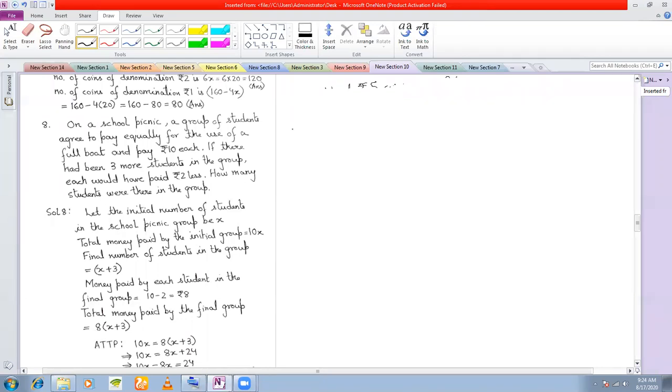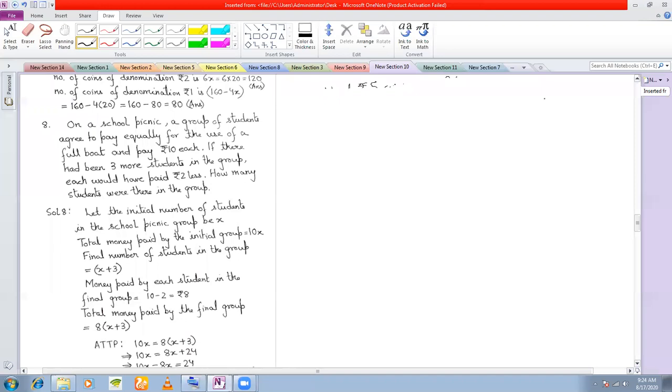Now see, suppose you are going for a school picnic, and suppose the entire cost of the picnic comes out to be 10,000 rupees, and there are 800 students in the school. Then how much does each student have to pay? 10,000 divided by 800. Total expense divided by total number of students. This amount each student has to pay.